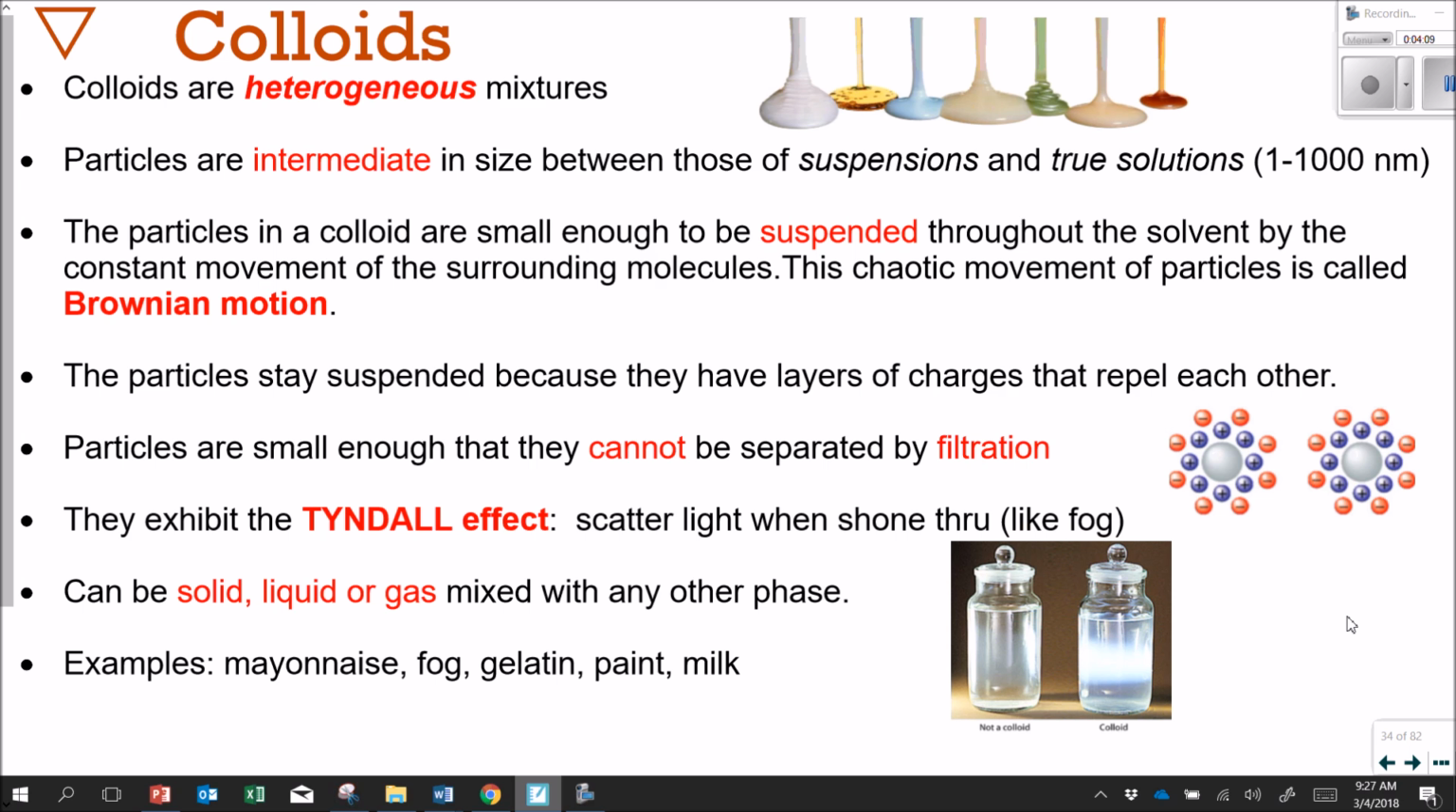The particles are small enough that they cannot be separated by filtration, and they do exhibit the Tyndall effect. So if you look in this picture here, we have light going through a solution, and it is not scattered, but when it goes through a colloid, we can see the scattering of light over here. Colloids can be solid, liquid, or gas mixed with any other phase. Some examples are mayonnaise, fog, gelatin, paint, milk, and many more.